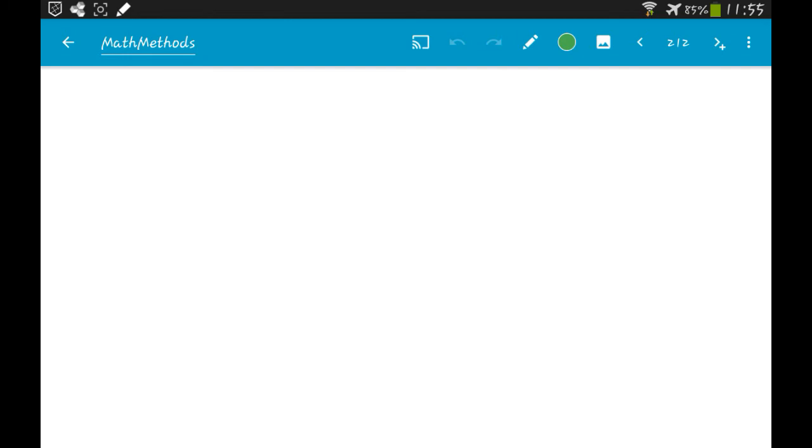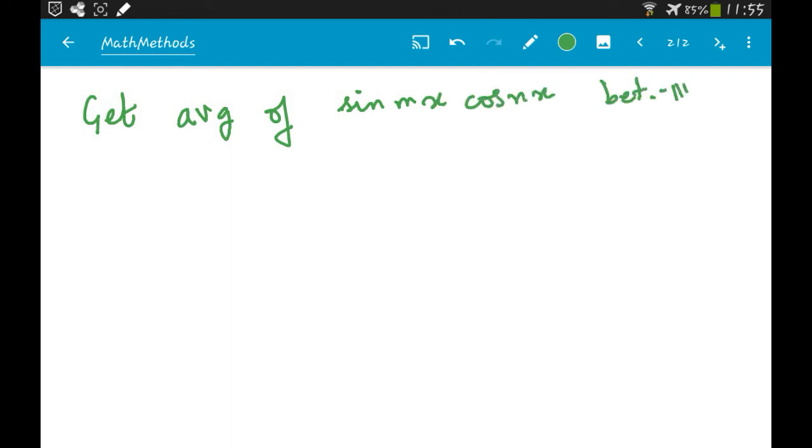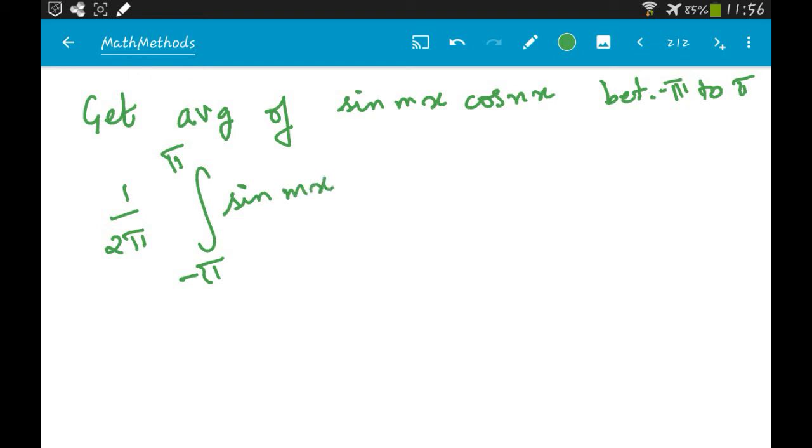Now I want you to calculate the average of sin mx cos nx between minus pi and pi. Okay, so what will this be? This will be 1 by 2 pi times the integral from minus pi to pi of sin mx cos nx dx. Okay, so when you have such complicated sine and cos functions, the easiest way to deal with them is to convert them to the exponential forms. Okay, so what will it be?